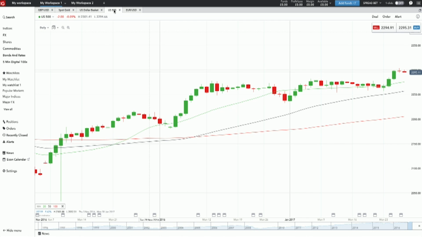I think the valuations are getting very stretched. My long-term target on the S&P was 2300 to 2334. We just dropped shy there on Thursday.